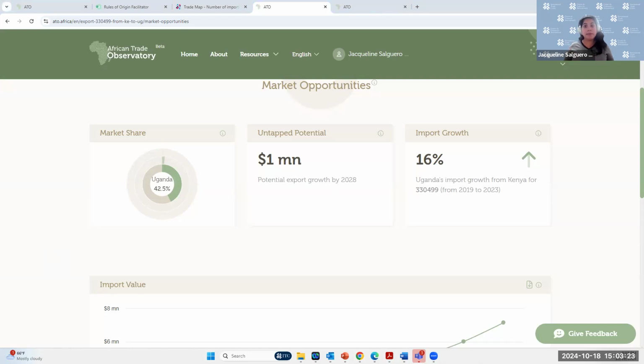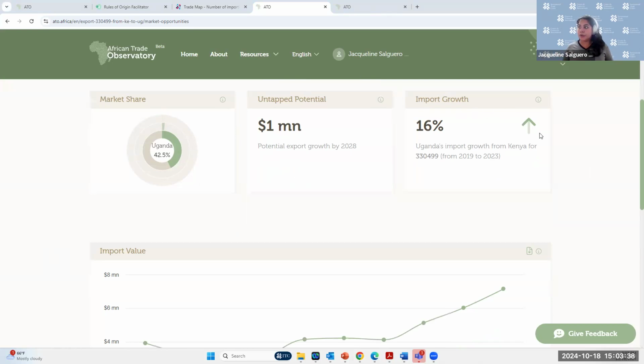So it tells us there is about 1 million that we have computed that can be entered into the Ugandan market from Kenya for this particular product by 2028, which is not a bad number if you think about it, $1 million. And then the import growth: in the compare, we were only able to see the arrow pointing up. Here it is telling me the value. It's 16% growth over the last 5 years.